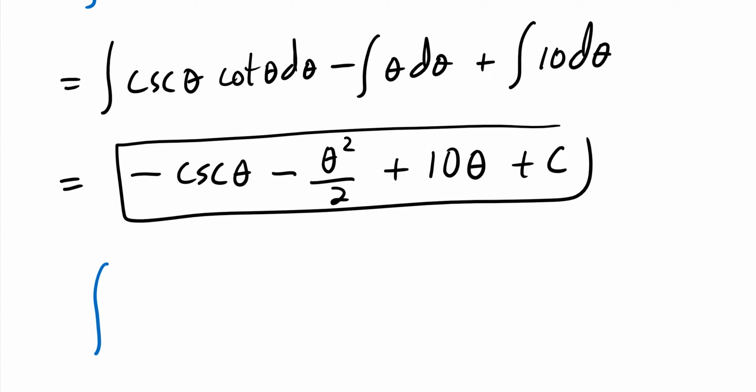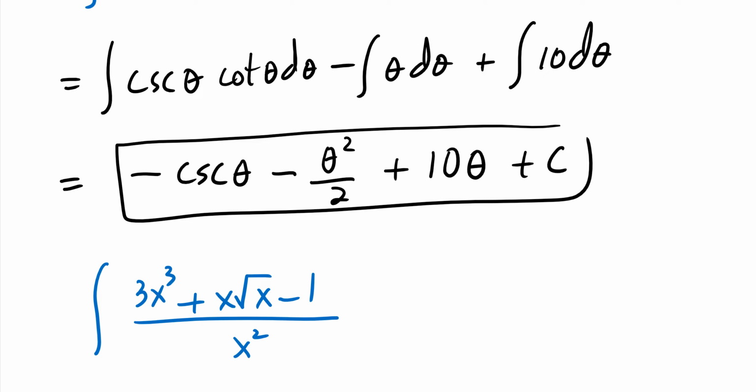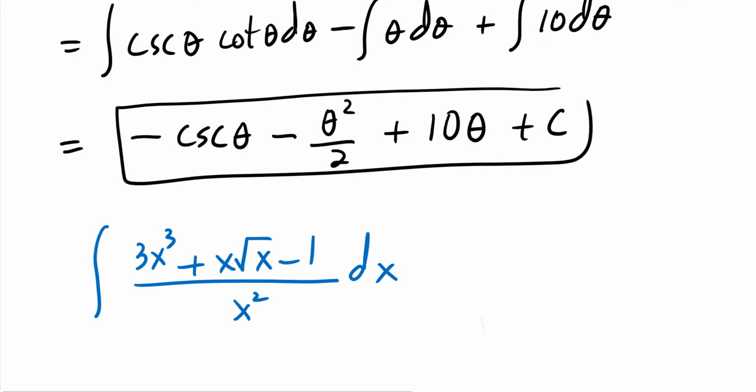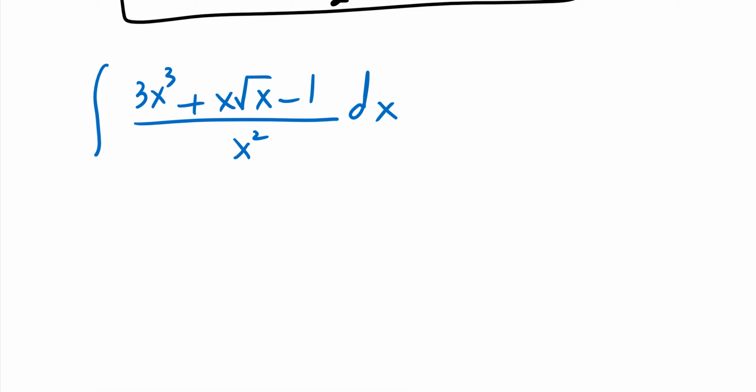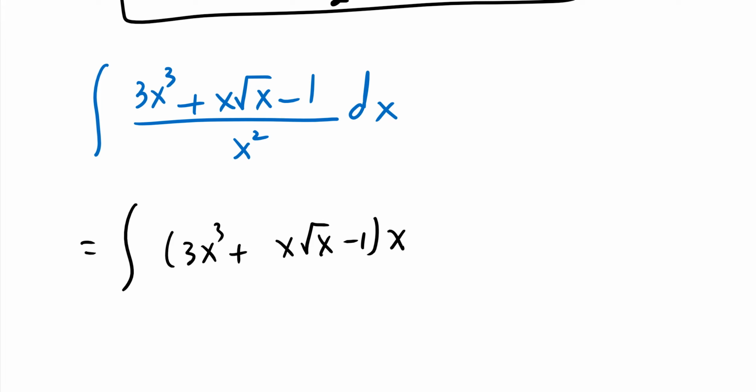Another slightly different kind of example, let's say the integral of 3x cubed plus x squared, times the square root of x, minus 1, all over x squared dx. How are we going to think about this one? There are several ways to do this. You cannot integrate the top over the integral of the bottom. It doesn't work out. It has to be only one term. So what we do is we keep the numerator the same, and the denominator becomes x to the negative 2 dx.